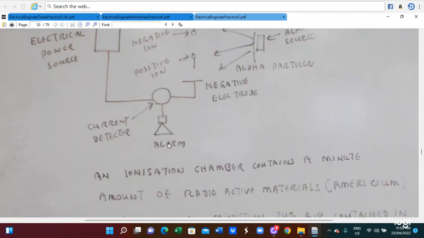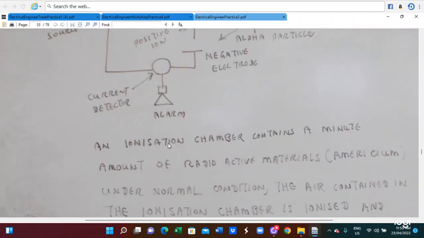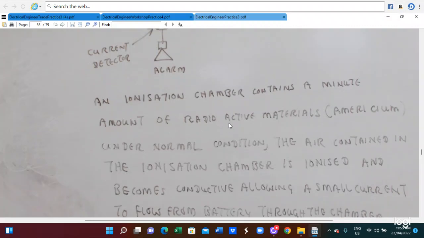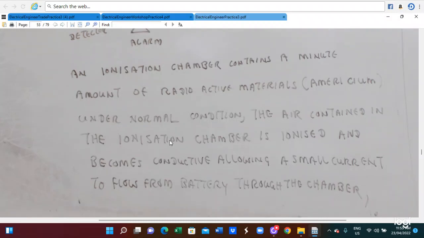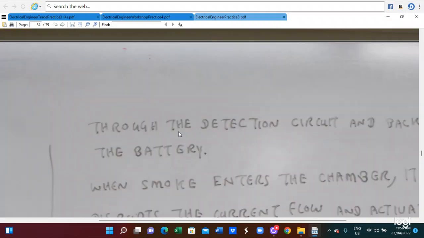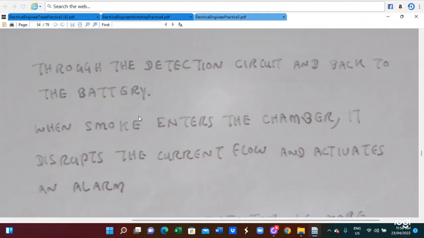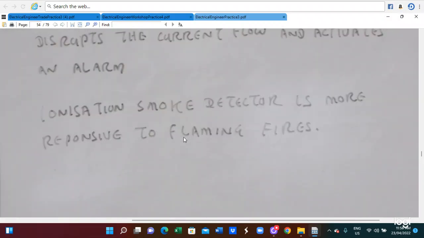So the ionization chamber contains a small amount of radioactive material, americium. Under normal conditions, the air in the ionization chamber is ionized, and the electrodes are connected, allowing a small current to flow from the battery through the chamber, through the detection circuit and back to the battery. When smoke enters the chamber, it disrupts the current flow and activates the alarm. The ionization smoke detector is more responsive to flaming fires.